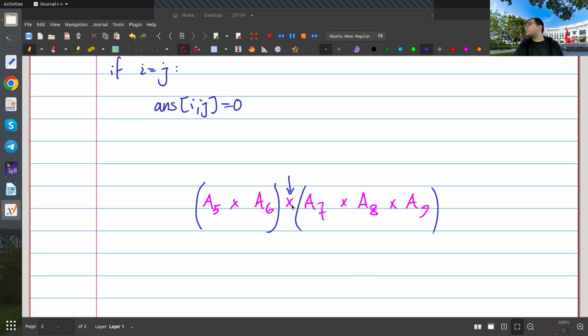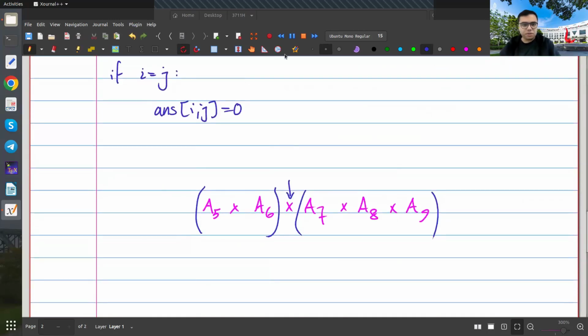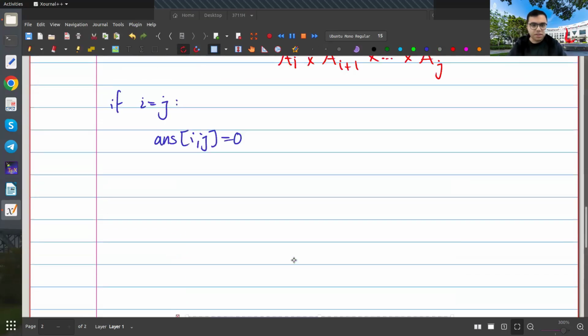But that's also quite easy to find, right? What is the cost of this last multiplication? You just have to figure out what is the size of this left matrix and what is the size of the right matrix, right? But the size of the left matrix is that you read the number of rows from the first matrix, the number of columns from the last one. And the same thing here. You read the number of rows from the first one, the number of columns from the last one. Okay. So based on this idea, I'm going to write my recurrence relation. I'm going to say if i is not equal to j, so let me move this down.